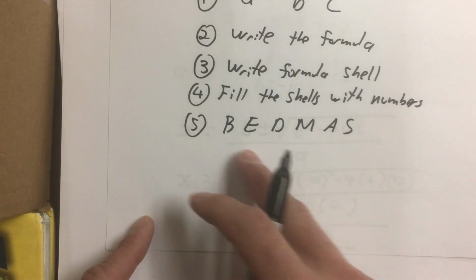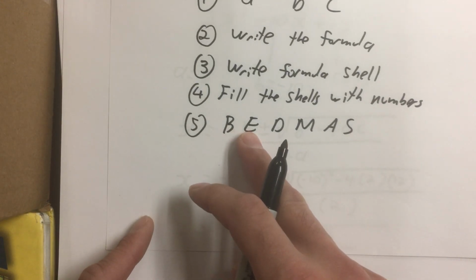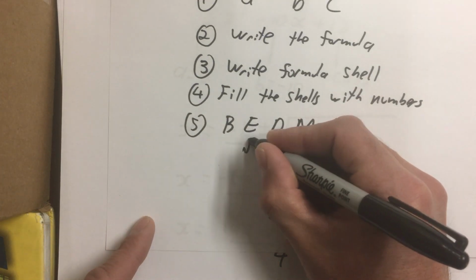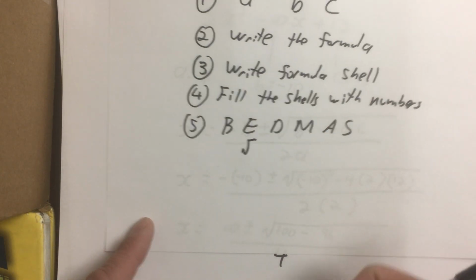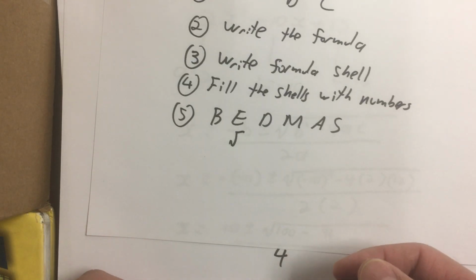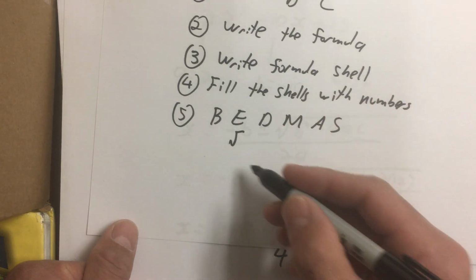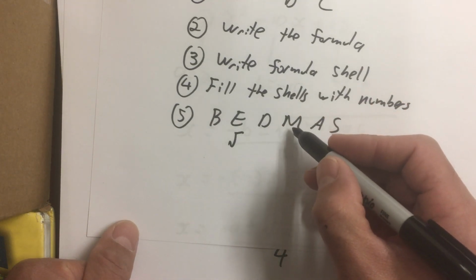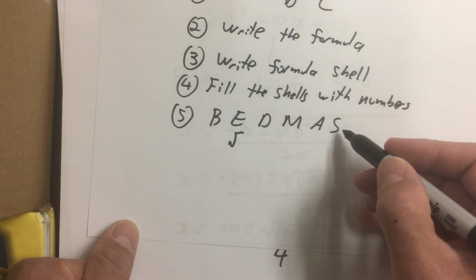Then finally, we apply BEDMAS. Brackets, exponents, and we include the square root as an exponent. When you learn about exponent rules, you'll see that the exponent of 1/2 is actually a square root. Division, multiplication, and then addition, subtraction.